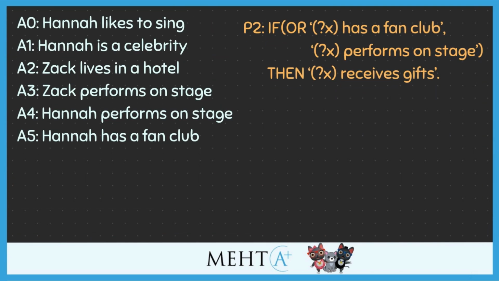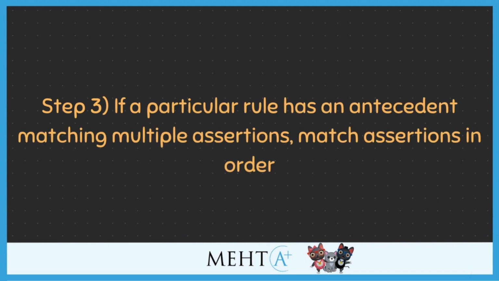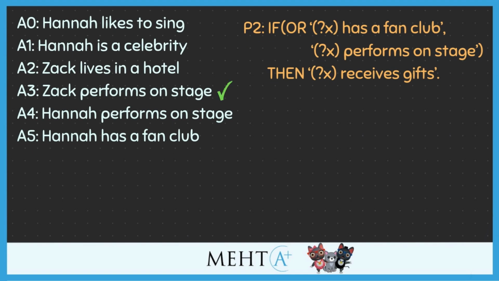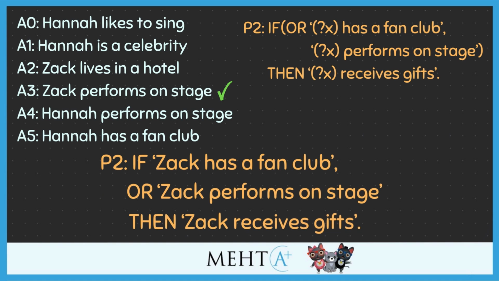Okay, for P2, if X has a fan club or X performs on stage, well, we have 3 assertions matching the antecedent. We have A3, Zack performs on stage. We also have A4, Hannah performs on stage. And A5, Hannah has a fan club. So what do we do now? Well, according to step 3 of forward chaining, we need to match assertions in order. So we'll have to match with A3 first. Matching with A3 gives us Zack receives gifts.